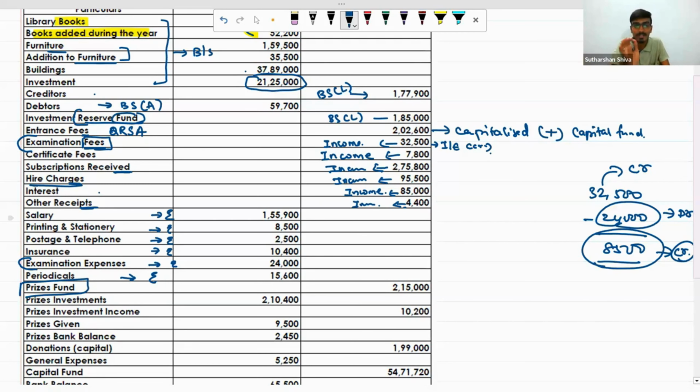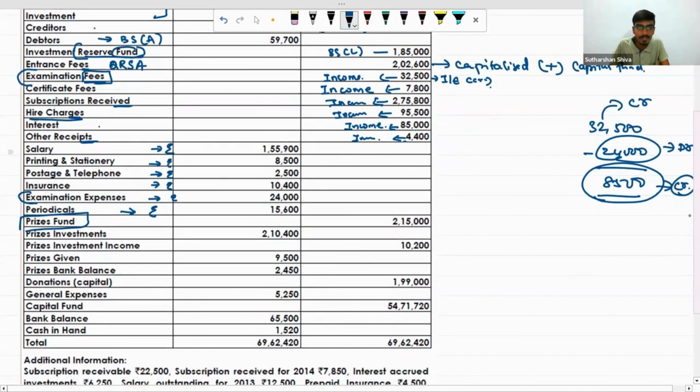Any endowment fund, any fund, any donation which is received for some specific purpose. Here there is a prize fund. Prize fund will show on the balance sheet liability side. Prize fund investments, balance sheet asset side. Prize fund income added to prize fund on the liability side. Prizes given will be considered as an expense. That expense we will subtract from prize fund investment.